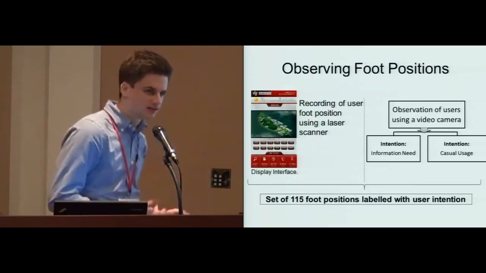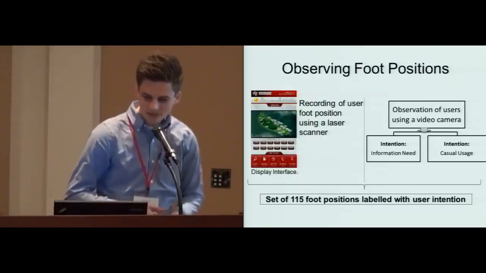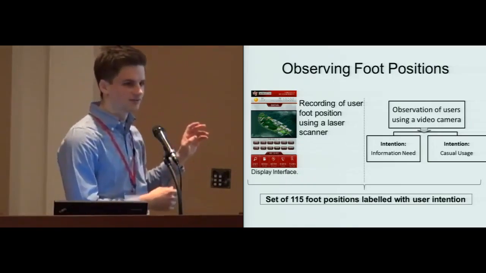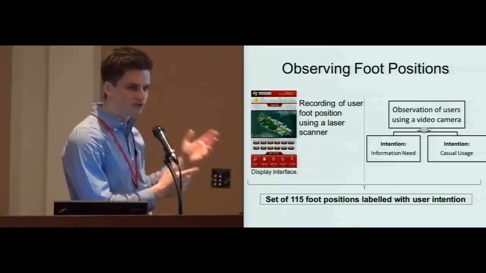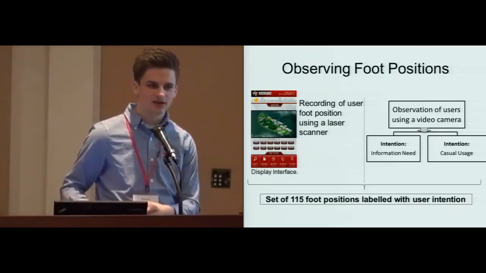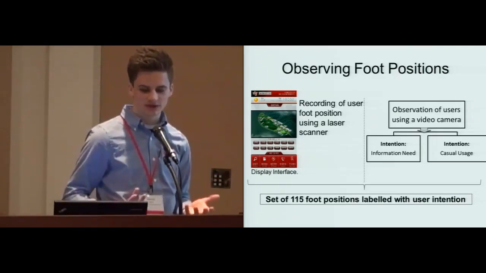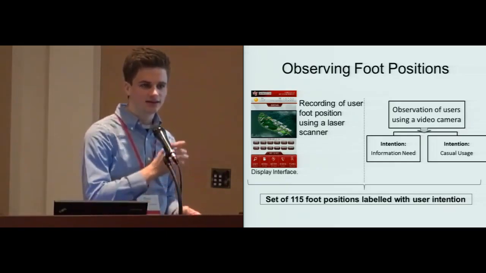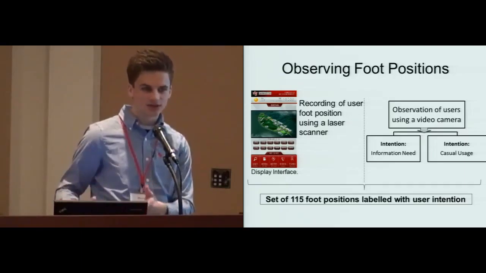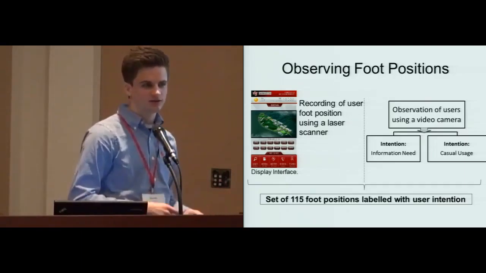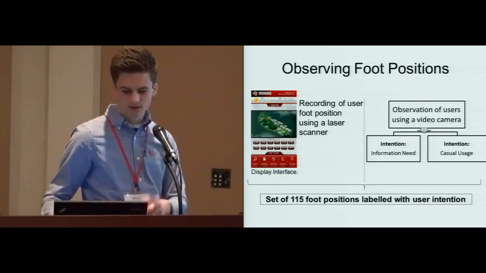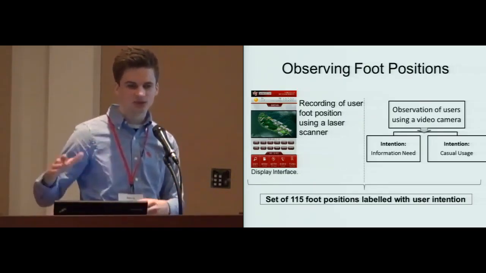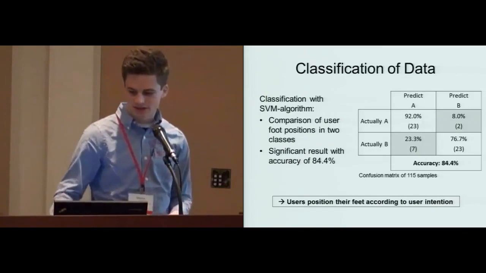And so I'm going to observe this information. In a first observational study, I used an information display that shows two types of content, informational content and entertaining content. So we have two types of interaction sessions: informational interaction and casual interaction. And I logged the foot position data. With this, I got 115 foot positions labeled with the type of interaction session.